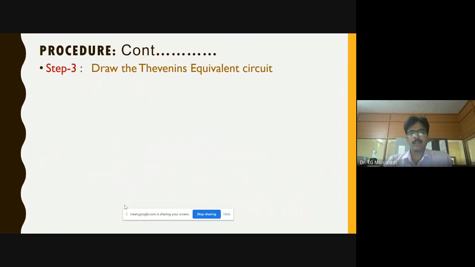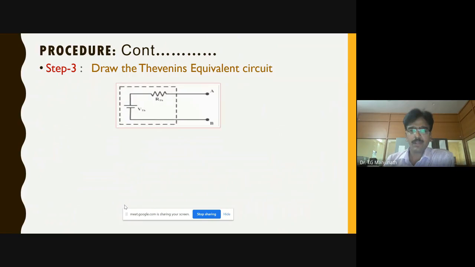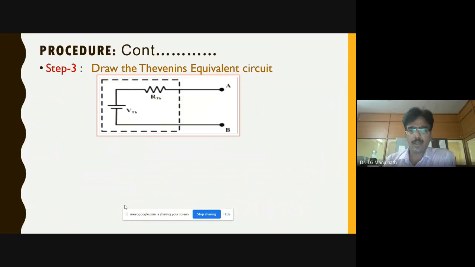Next step is to draw the Thevenin's equivalent circuit. What is Thevenin's equivalent circuit? A voltage source in series with a resistance, that is VTH in series with RTH. Write this circuit.